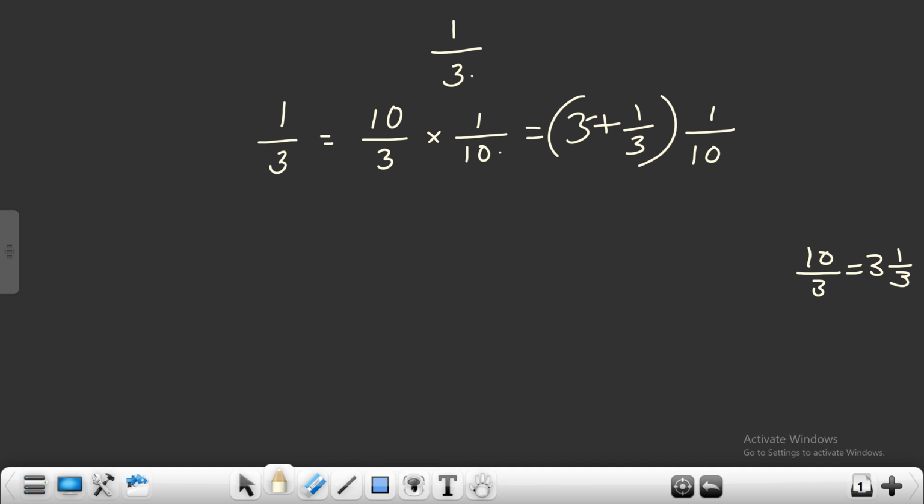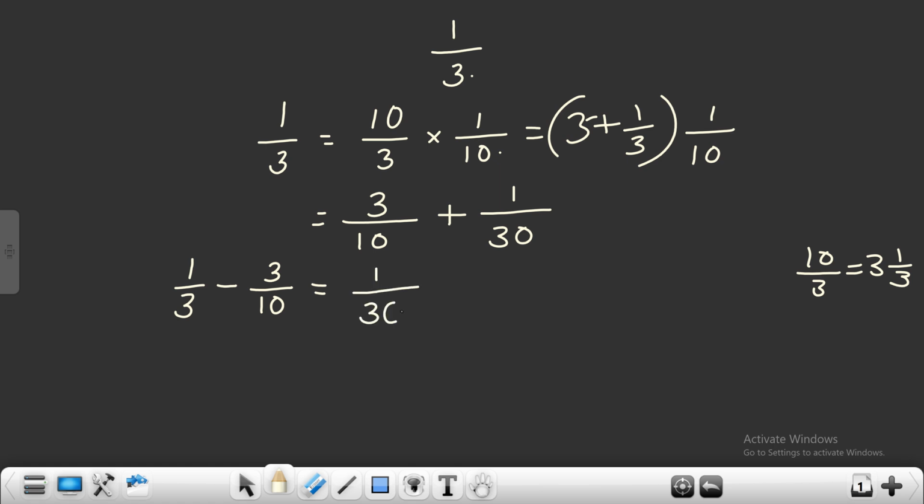Now open the bracket. That is equal to 3 by 10 plus 1 by 30. Now take the denominator with power of 10 into LHS. 1 by 3 minus 3 by 10 is equal to 1 by 30. This is our first step.